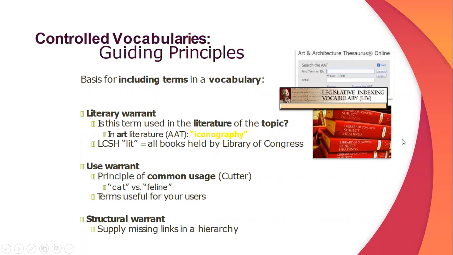The literary warrant, meaning the natural language used to describe the content objects. Assessing the literary warrant involves consulting reference sources such as dictionaries or textbooks as well as existing vocabularies. The word or the phrase chosen should be as close as possible to the prevailing description for the concept in the literature. However, next, the user warrant, the inclusion of vocabulary terms based on and used by users, the principle of common usage. Terms useful for your users, and the structural warrant, to supply the missing links in a hierarchy.